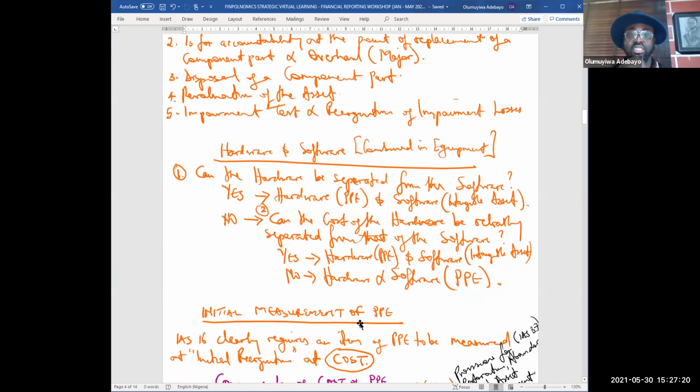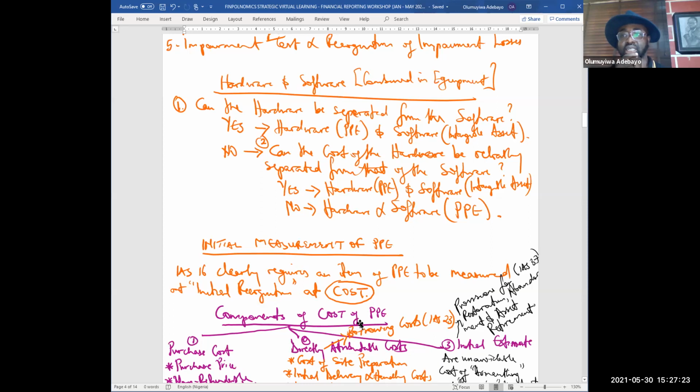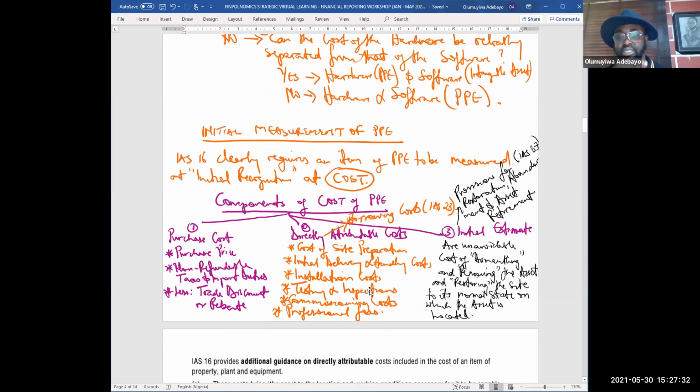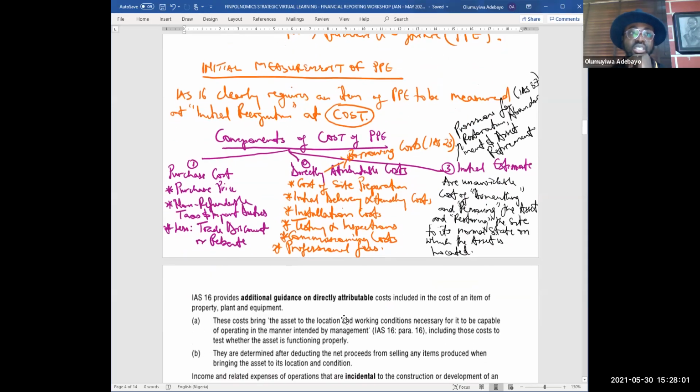We also discussed the initial measurement of an item of PPE, where we agreed that it will be measured at cost. What constitutes the components of cost is broken down into 3 categories. The first aspect is the purchase cost, the second is the directly attributable cost, and the third is initial estimates, which relate to provision for dismantling, provision for asset restoration, and provision for decommissioning costs on such an asset in line with the requirement of IAS 37. We looked at all of these in our discussion.